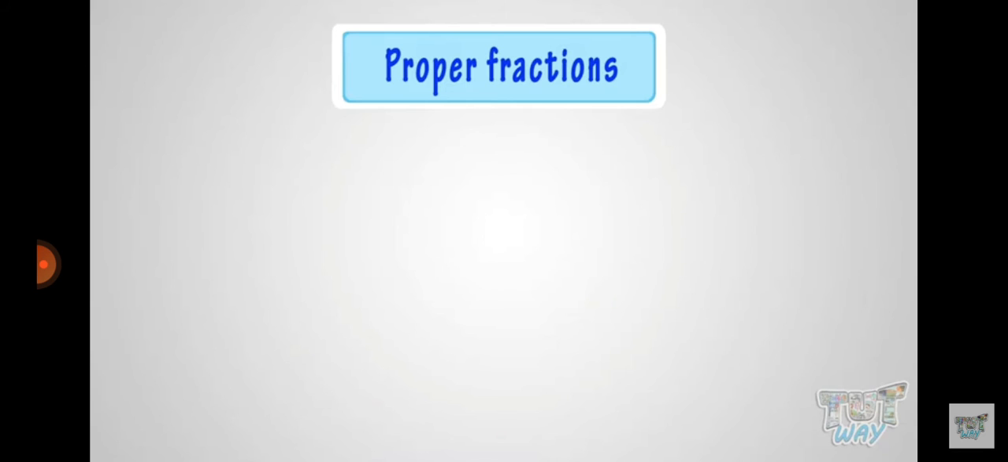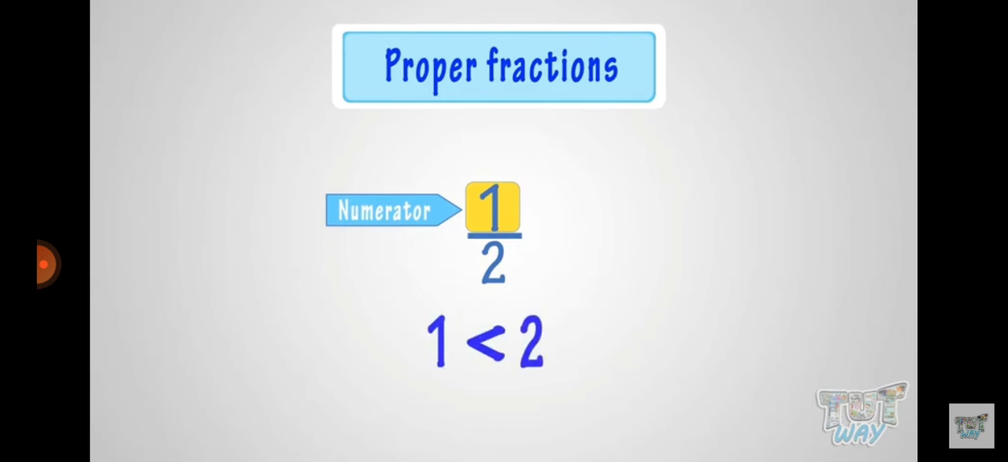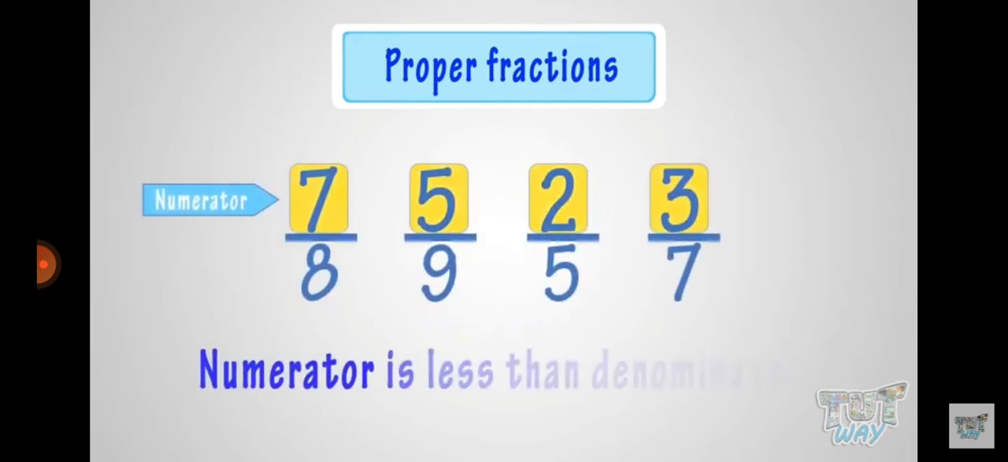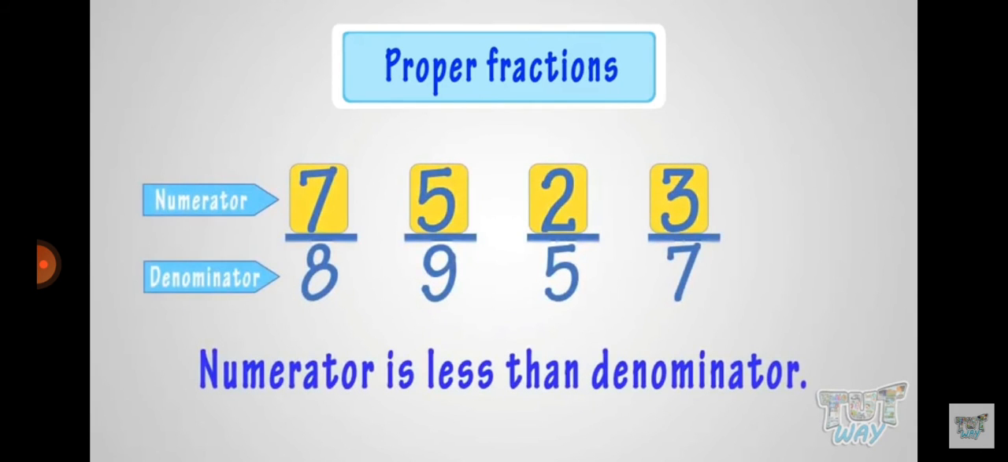The third one is the proper fraction. It is a very easy one. A proper fraction has the numerator less than the denominator. You can see 7 upon 8, the numerator is less. 5 upon 9, the numerator is less. 2 upon 5, the numerator is less. A fraction having the numerator less than the denominator is known as a proper fraction.